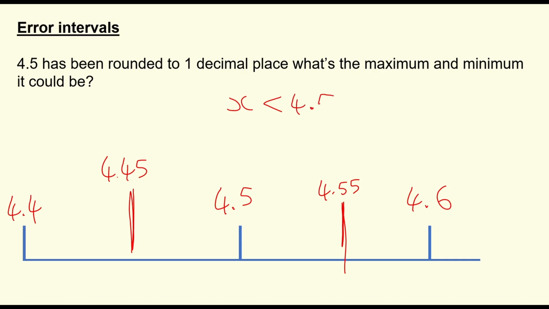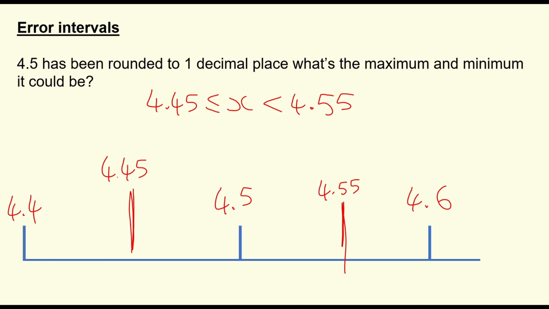So if we say x is strictly less than 4.55, but on the other side, I'm going to use what I call the less fussy crocodile, the greater than or equal to, because of course we can go down to 4.45 because it would still round up, okay, because 5 always rounds up. So we don't have the same inequality on both sides.